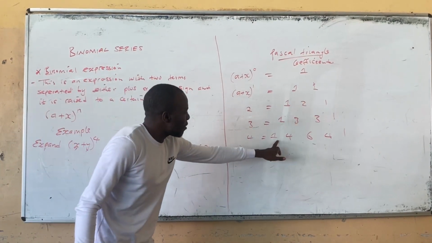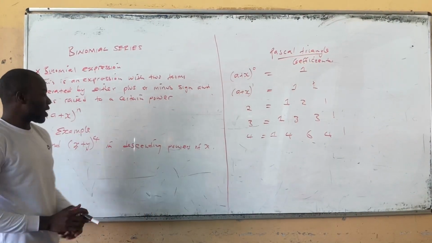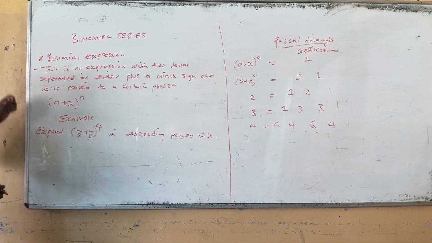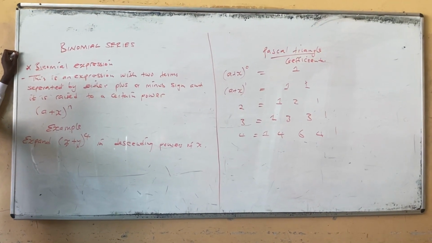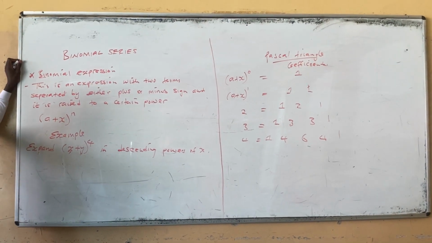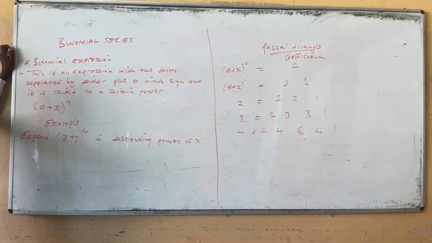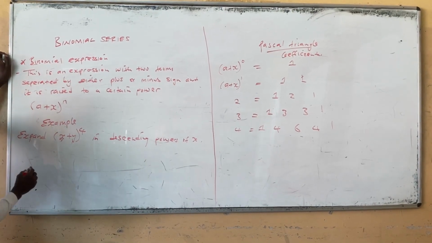We have 1, 4, 6, 4, 1. Okay, so now in descending powers of x, what do we do? This is the easiest, this is what we're supposed to do. So if you don't want to use the Pascal triangle, how do you get the coefficients? This is how you get the coefficients.